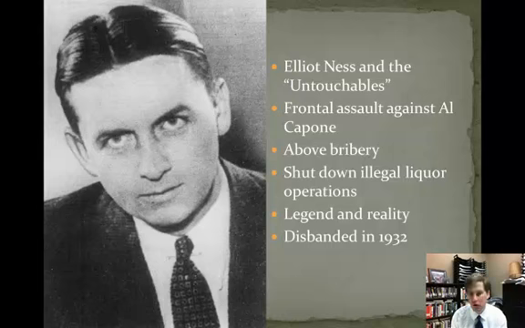Now, there were individuals who went out there and tried to clean up this corruption and this organized crime. And the most famous would be Elliot Ness and his crime-fighting unit called the Untouchables. This was a frontal assault against Al Capone. They shut down the speakeasies. They shut down all the illegal liquor operations. And the reason they were called the Untouchables is because they were supposedly above bribery.